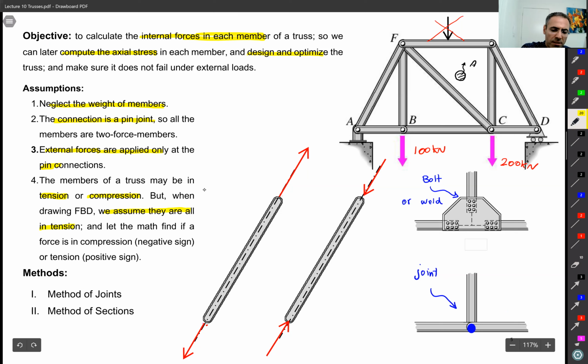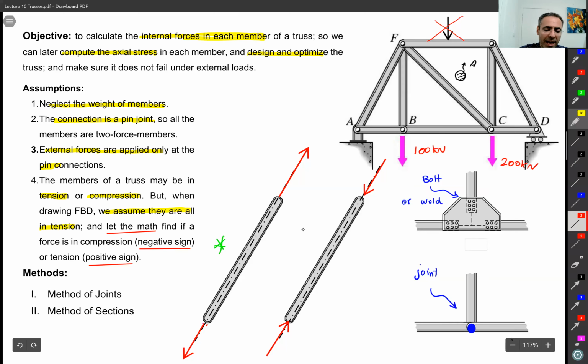In other words, this is going to be our diagram. Our free body diagram is this one. But what if we are wrong? Well, we just let the math find out. That's not our job. If the result we get at the end is a negative number, then it means it is compression. If it's a positive number, it means we were right in the first place and it is under tension.